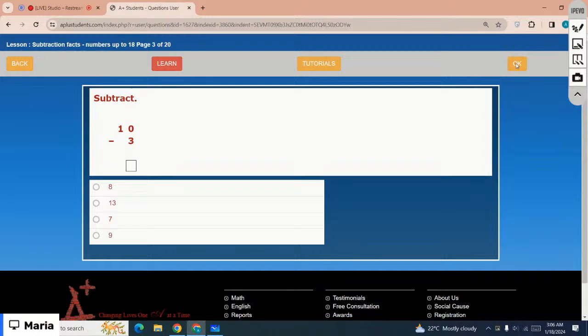Okay, the next one is 10 take away 3. Which is the correct option? 10 take away 3 is, yes, the correct option is 7. 10 take away 3 is 7. The correct option is 7.